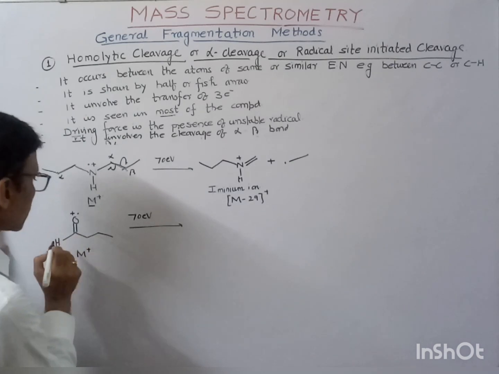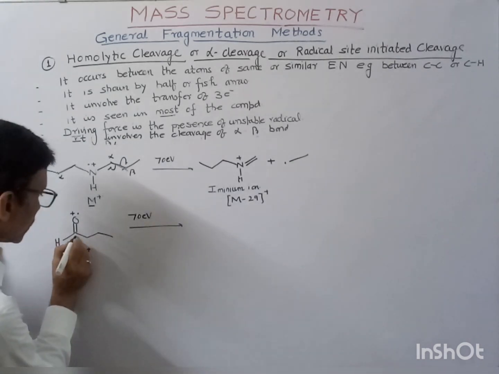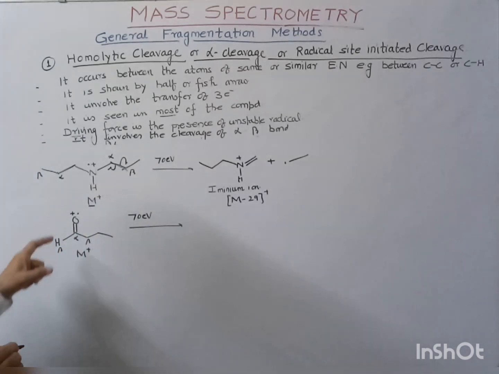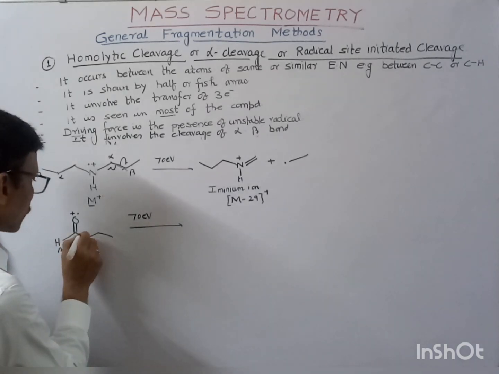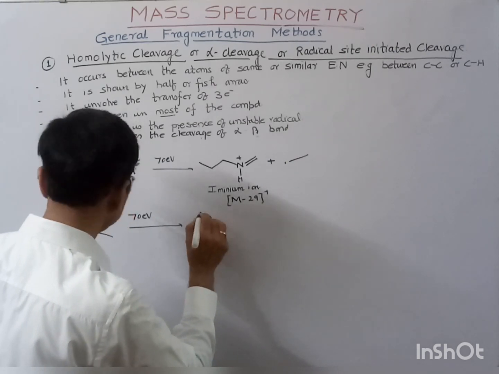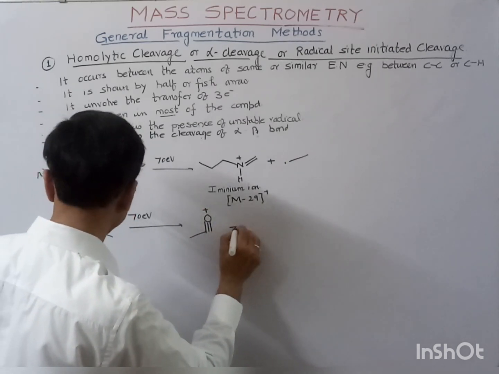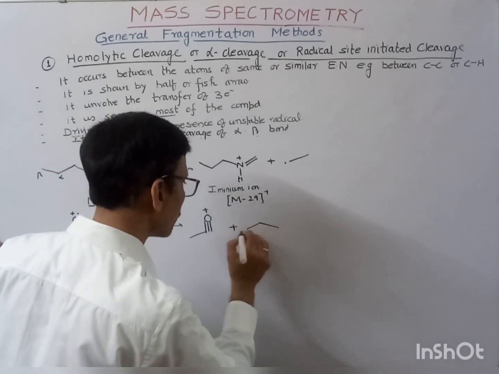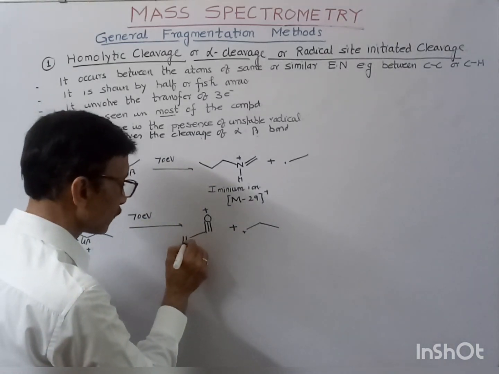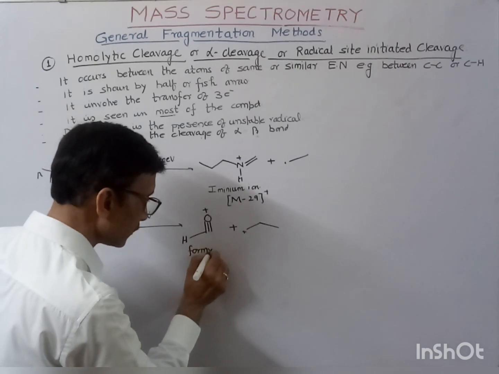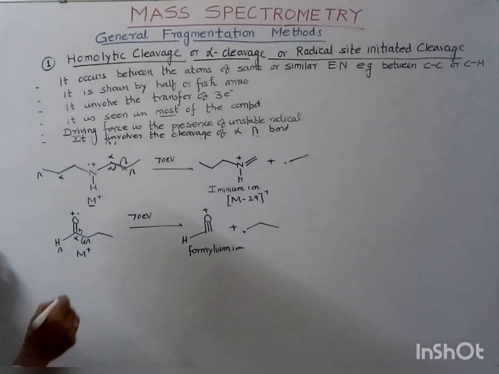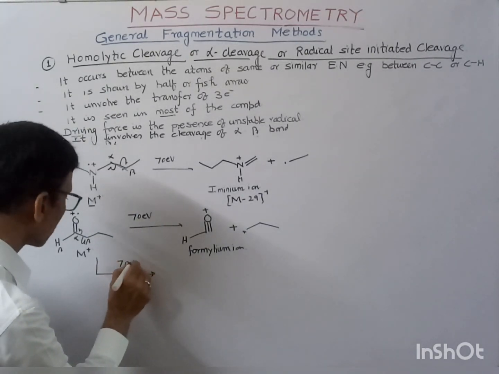So how does the fragmentation occur? Either, as I told you, the alpha-beta bond will undergo cleavage. This is alpha and this is beta. So it will undergo cleavage, with one electron over here and another electron here, and a triple bond, positive charge, plus we get the propyl cation. So this is the formylium ion. Here, if hydrogen is there, then this is the formylium ion we are getting.